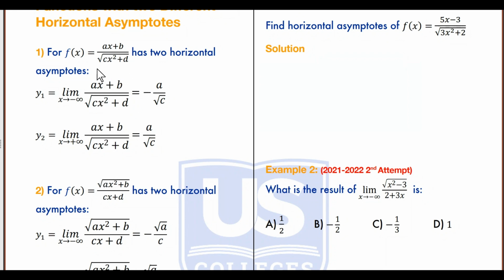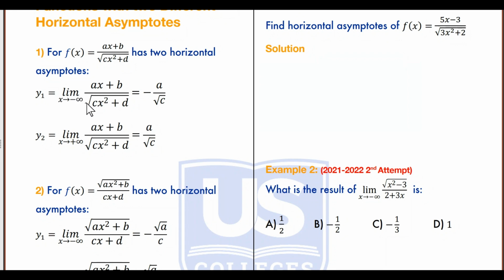You'll either have a radical at the top or a radical at the bottom, and when you take a look at the degrees, you'll see that the degrees are the same. Degree of the top is 1, degree of the bottom when you remove the radical is also 1, same degrees. So we will basically take the ratio of the coefficients, which are a at the top, square root of c at the bottom.